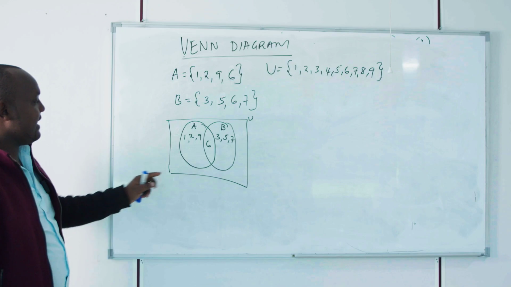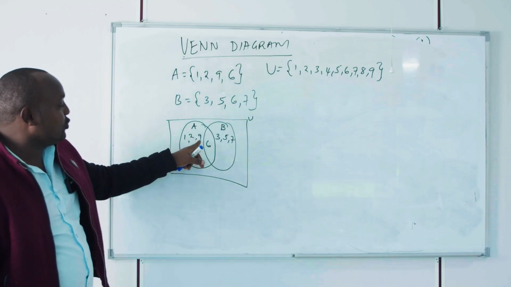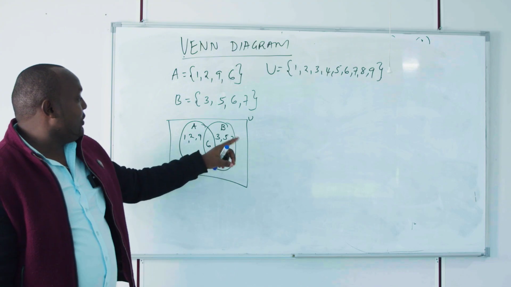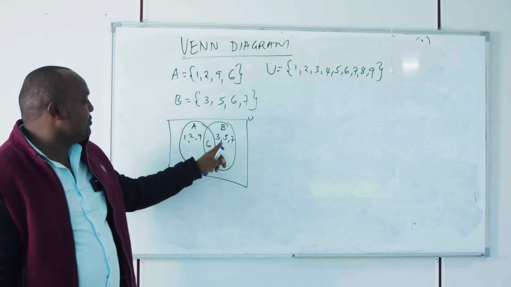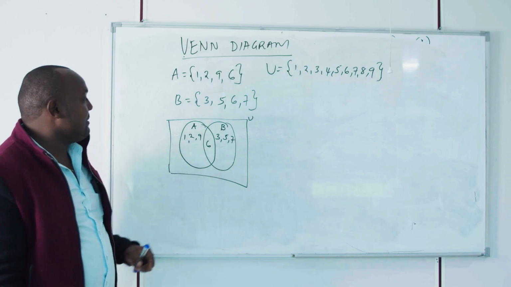So that is A. Whenever you are mentioning elements of A, you say 1, 2, 9, 6. When you are mentioning the elements of B, it will be 6, 3, 5, and 7. So those are elements in B.